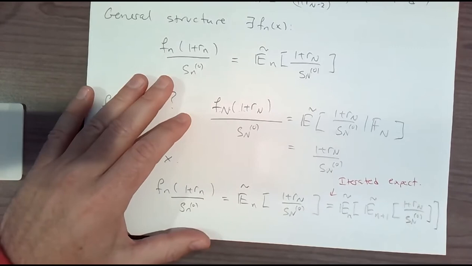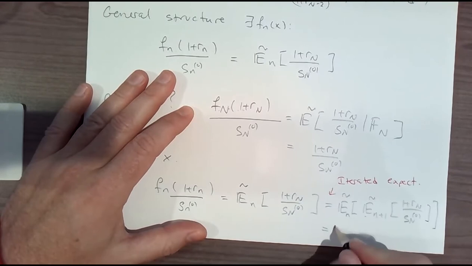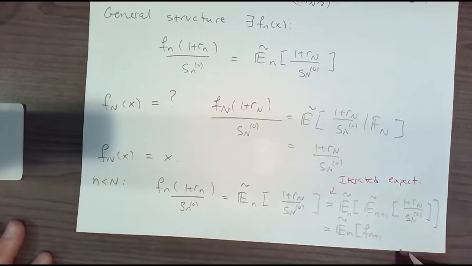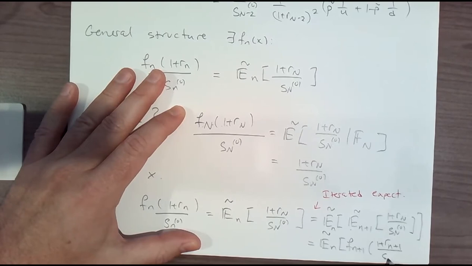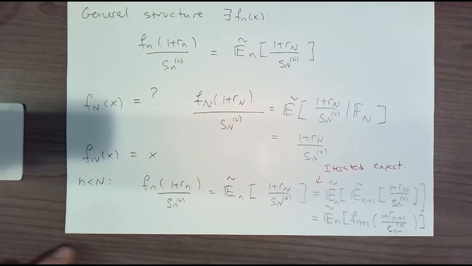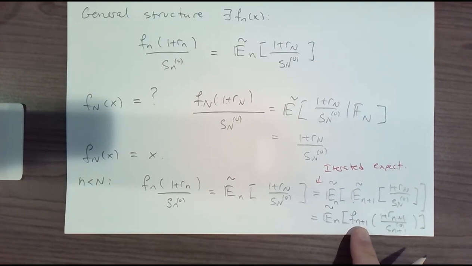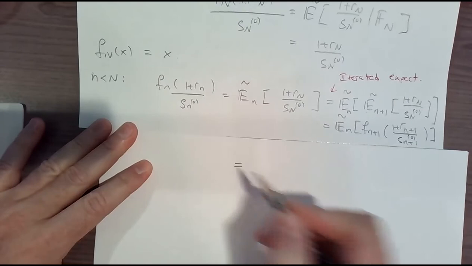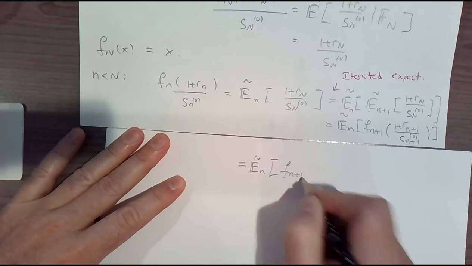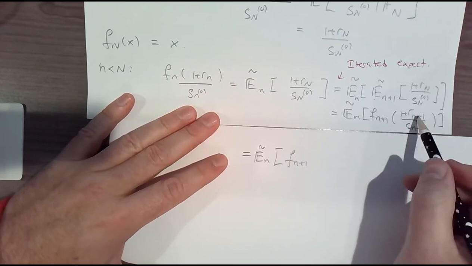And then you'll use what you have on the inner one. This is exactly going to be Fn plus 1 evaluated at 1 plus Rn plus 1 divided by Sn plus 1, 0. Right, so I need the left-hand side to be equal to the right-hand side. And how do I work out what the right-hand side is? So we use the formula just as we did before in this specific case. So we write this here as E tilde n of Fn plus 1, and then we'll insert what is 1 plus Rn plus 1.